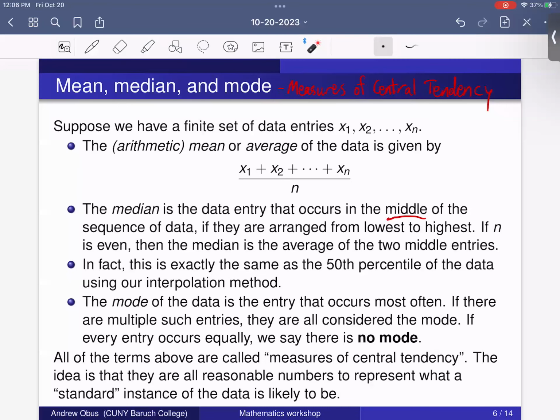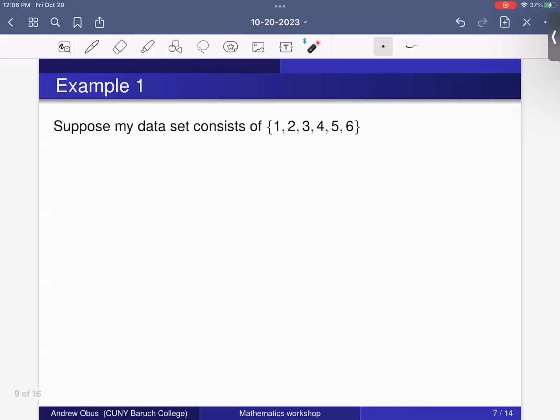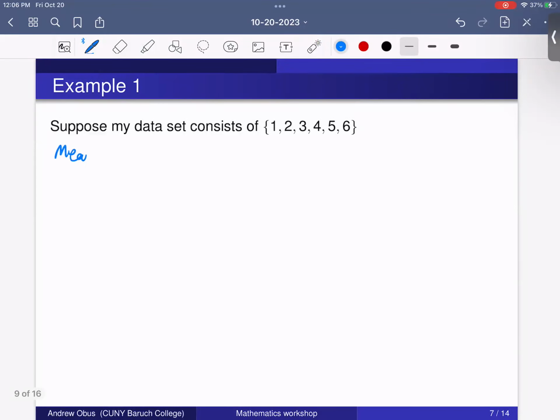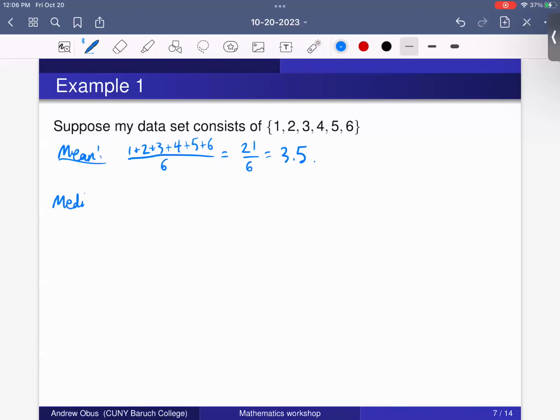Okay. So let's do some calculations with this. So let's say we have a completely standard data set, 1, 2, 3, 4, 5, 6. Well, we can calculate the mean. This is very straightforward. There's 6 data entries, so I just take 1 plus 2 plus 3 plus 4 plus 5 plus 6, divided by 6. Turns out when you add this up, we get 21 divided by 6. And if I turn this into a decimal, this becomes 3.5. Okay. We can also calculate the median.